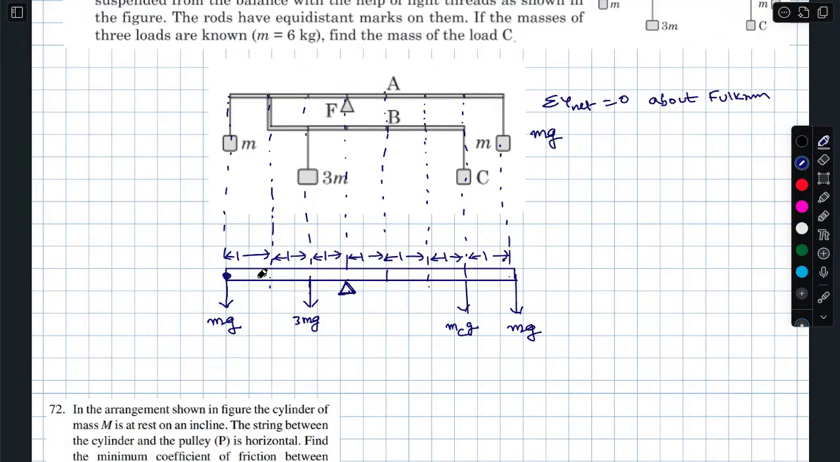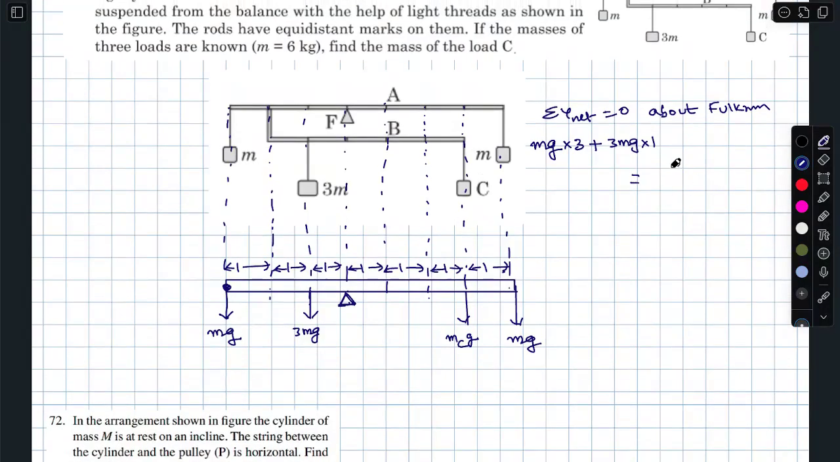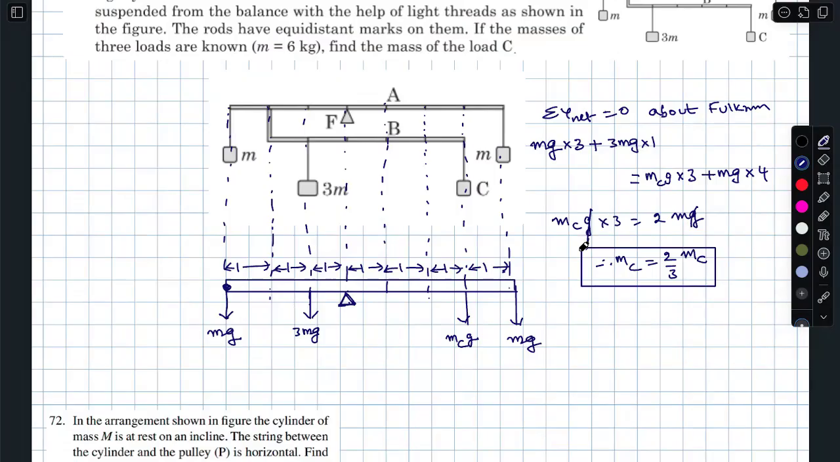mg times how many? 1 2 3, plus 3mg times 1, okay, is equal to mcg times 3 plus mg times... here it is 6 mg, this is 4 mg. So mcg into 3 is 2 mg. So therefore mc is 2/3 times m.